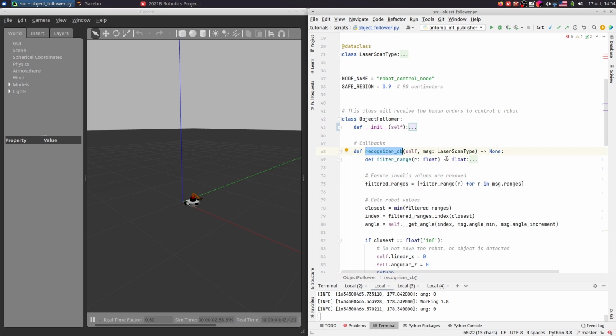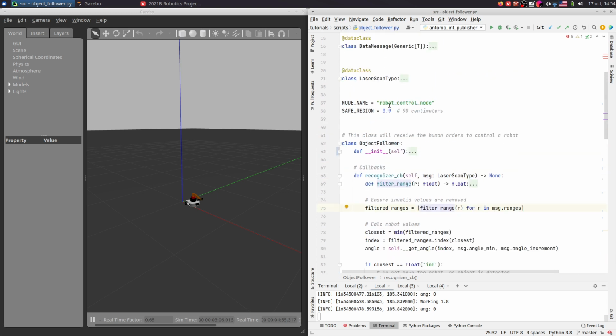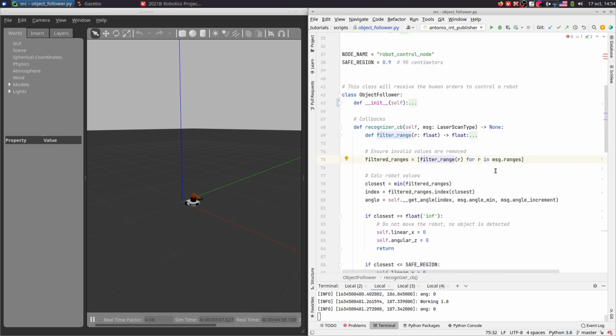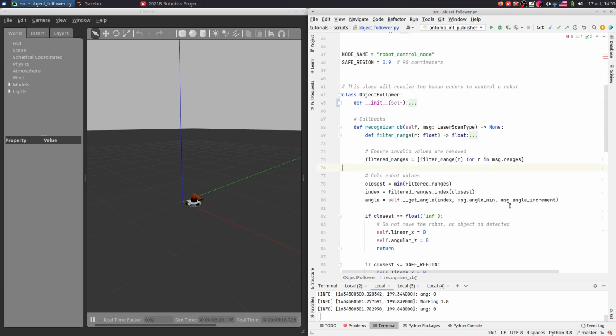Related to the recognizer callback, we have a message that is the laser scan type. As I already mentioned, what we are doing here is filtering all the values in the range because we have a range in the scan type. We are going to filter, and by filter I mean set to infinite, all those values that are lower than the range min and the others that are larger than the range max. In theory, this should already be done, but we don't want any misunderstanding. That's the reason I am filtering those values in our range.